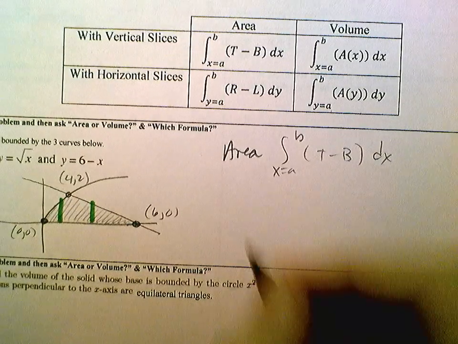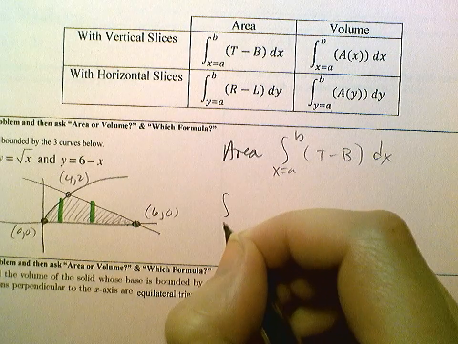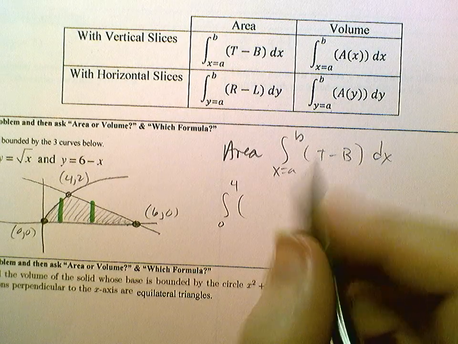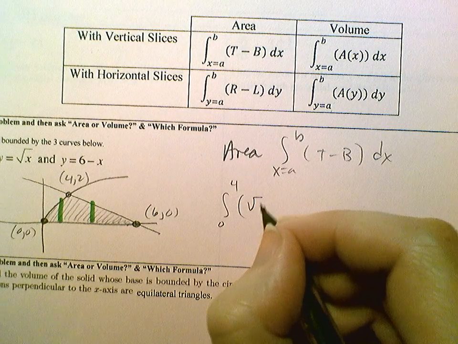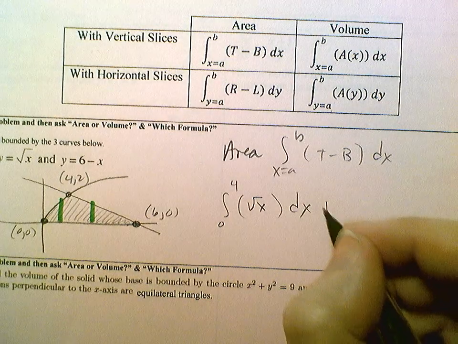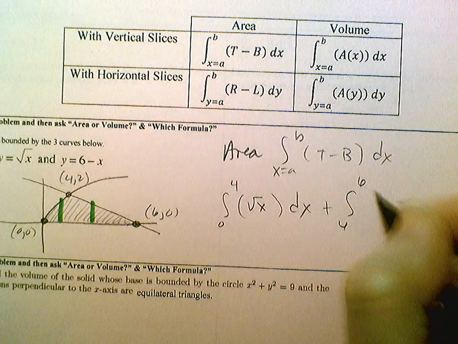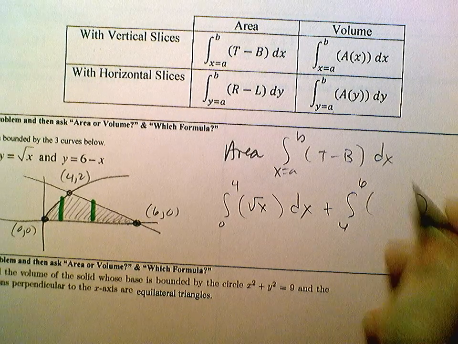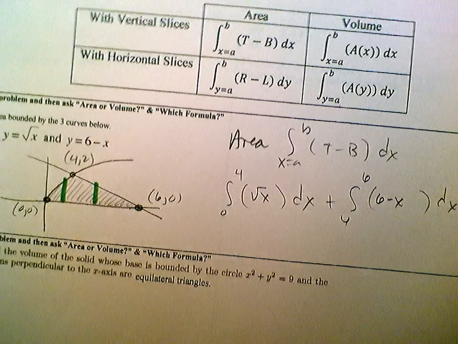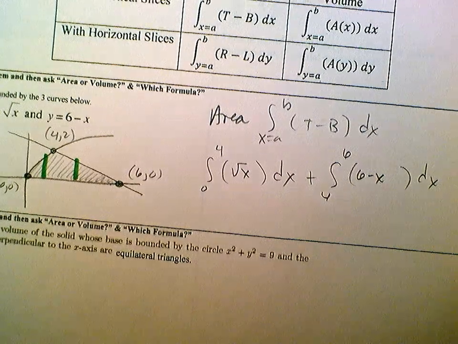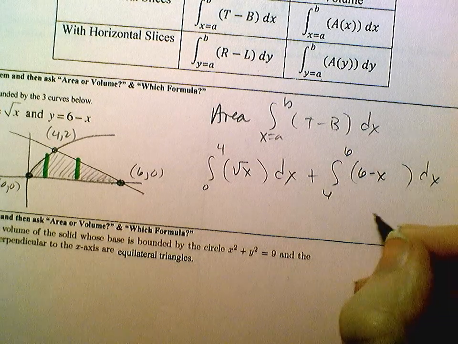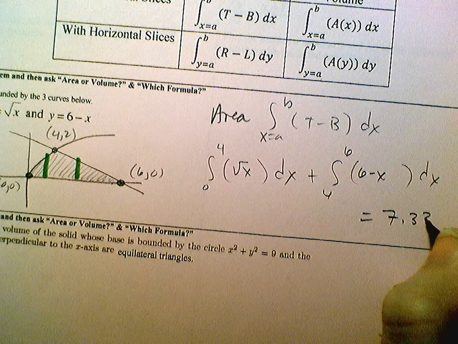So it's going to be the integral from 0 to 4. Top minus bottom is radical x minus 0, so just radical x, plus the integral from 4 to 6. Top minus bottom is 6 minus x minus 0 dx. Then we could just plug this in our calculator unless it says that we can't use one. And the answer is 7.333.